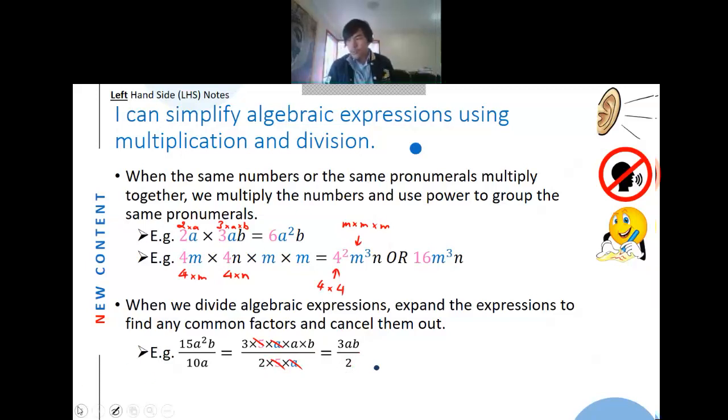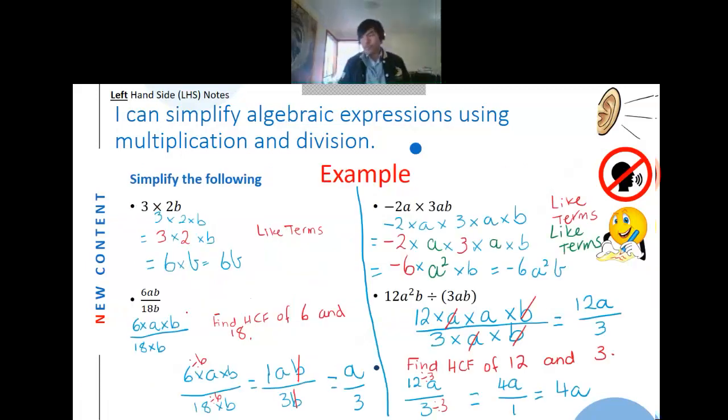Now let's move on to an example, or a few examples. Okay, so first we've got 3 times 2b. So this is the same as 3 times 2 times b. So we are going to multiply the numbers together. So 3 times 2, well, that's 6. So we have 6 times b, and we can rewrite that as 6b. Okay, we don't have to write the multiplication sign in algebra.